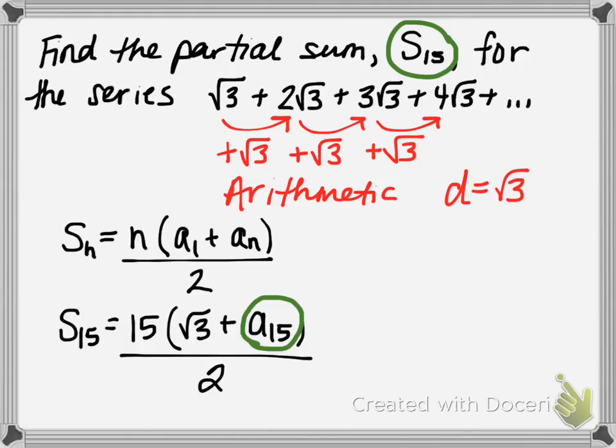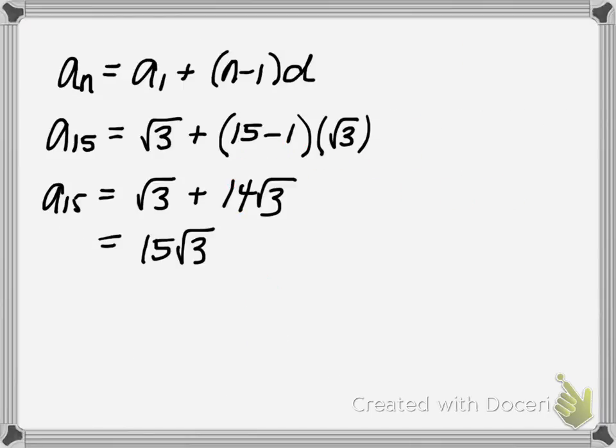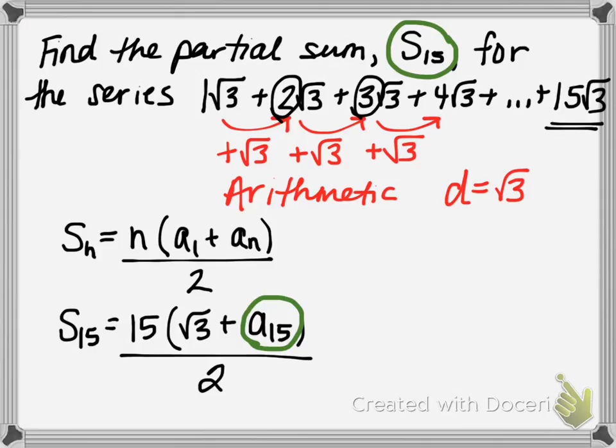And that really should make sense if you're looking at the pattern here, that my first term was 1 rad 3, my second term was 2 rad 3, my third term was 3 rad 3. So my 15th term here, it does make sense that that would be 15 rad 3. But now you can see how you can also get that answer utilizing this formula that we studied previously. So now back to our summation.